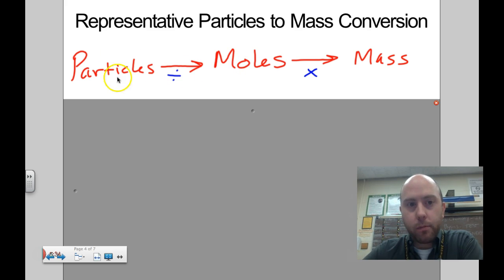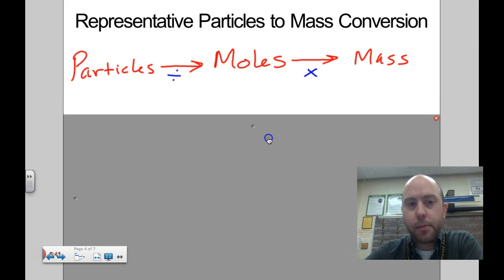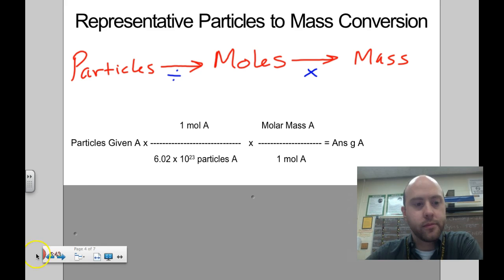So again, I'm going to start with particles. I'm going to divide by Avogadro's number to get moles, then multiply by the molar mass. And you're going to see an example of that right here. So with this, I will give you particles. I will give you a number. I'm going to change it to moles by putting the mole on top, because that's what I want to start with. And I'm going to put Avogadro's number on the bottom. That will get rid of particles and give me moles.